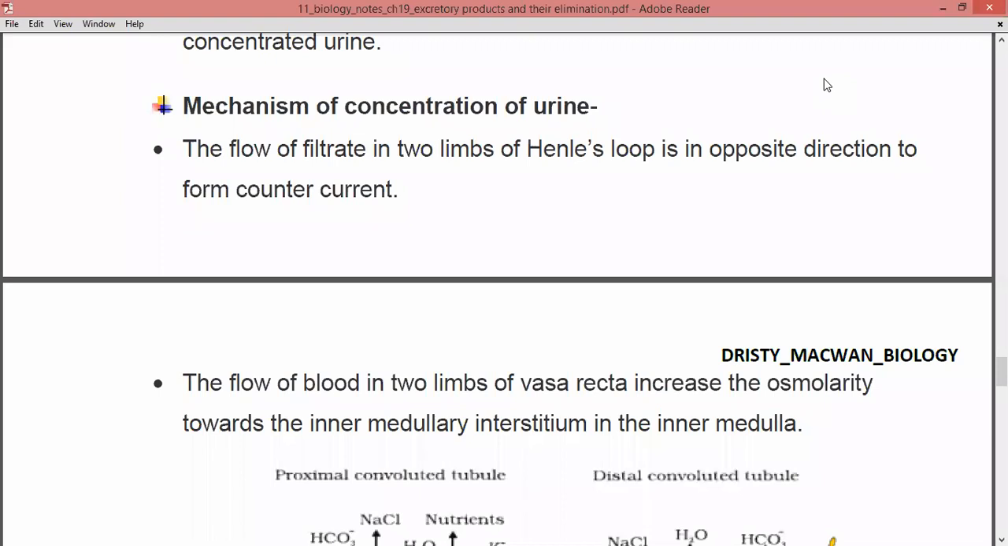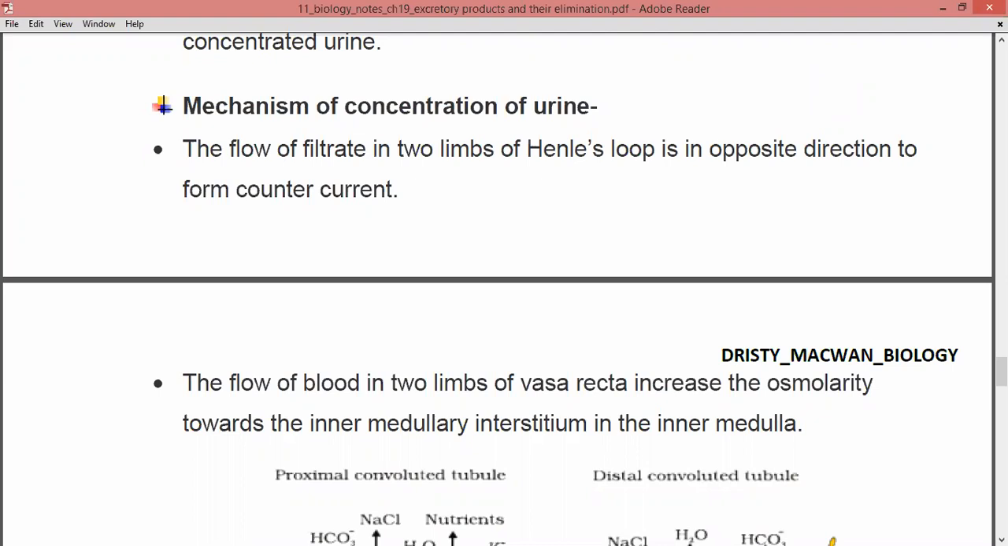Now, the flow of blood in the two limbs of the vasa recta increases the osmolarity towards the inner medullary interstitium in the inner medulla. What happens in this mechanism? Whatever blood flows in the two limbs of the vasa recta, first we are going to see the loop of Henle, and side by side we are also going to see the vasa recta. In the vasa recta, the flow of blood increases the osmolarity towards the inner medullary interstitium in the inner medulla. We are going to see this with the help of the figure.